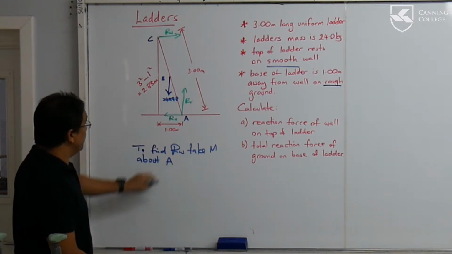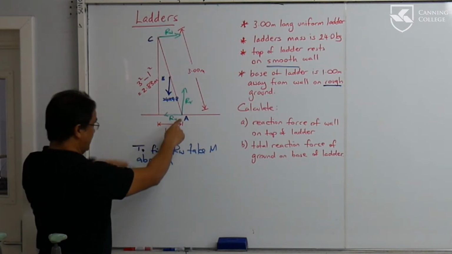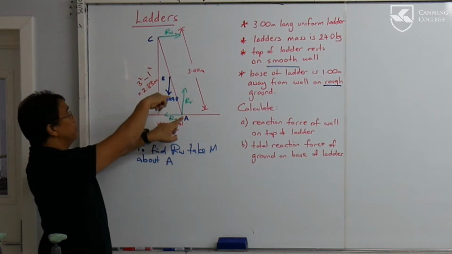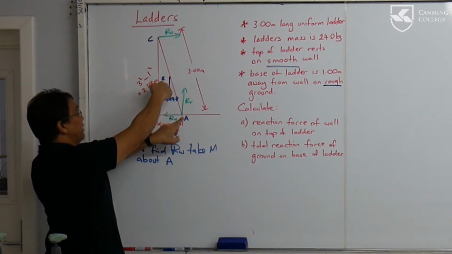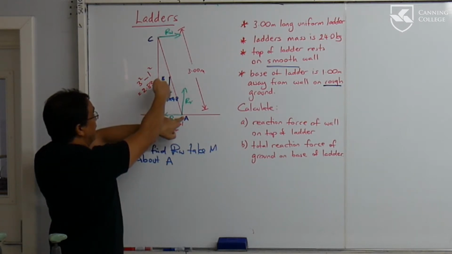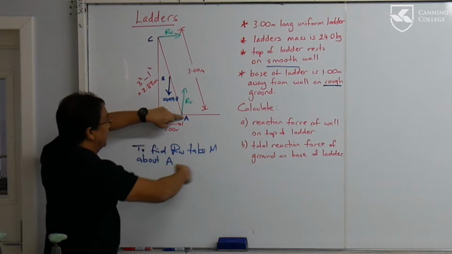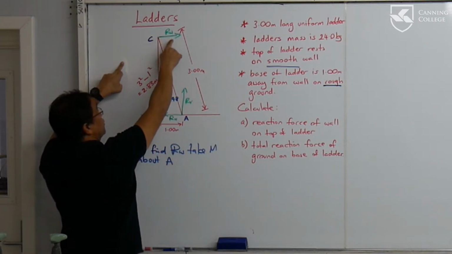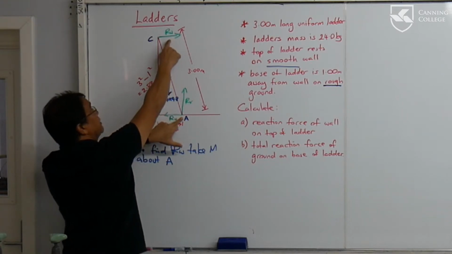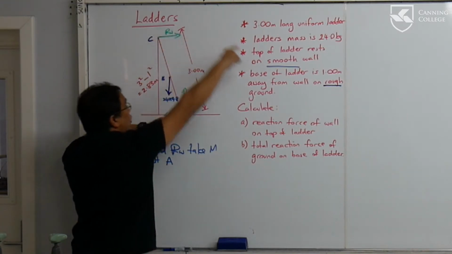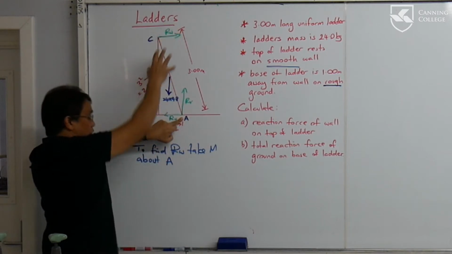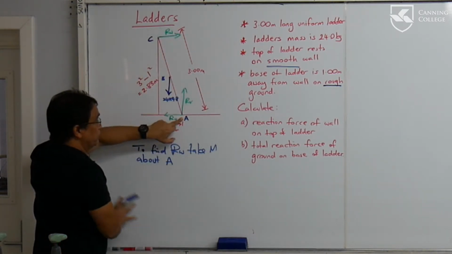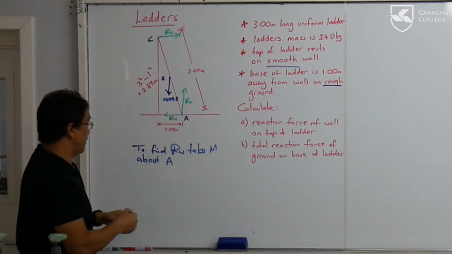Alright, now if we take A as our turning point, there's a couple of forces here that are in equilibrium, causing the ladder to be in equilibrium. First is the weight of the ladder, which is tending the ladder about point A to rotate in an anti-clockwise direction. Then there's the reaction of the wall on the top of the ladder, which is tending the ladder to rotate in a clockwise direction. And that's our unknown, so let's keep the clockwise moment on the left-hand side of our equation.